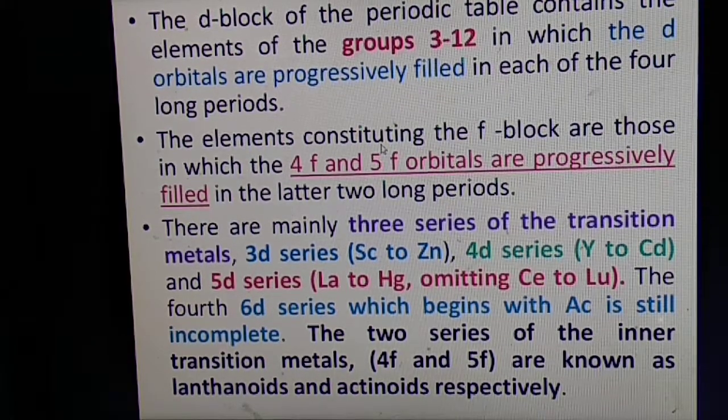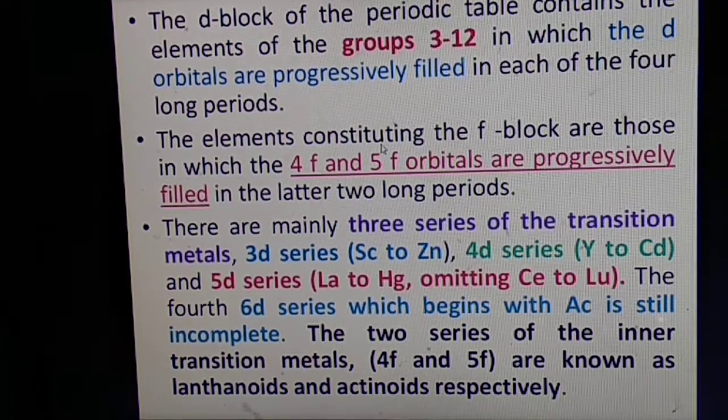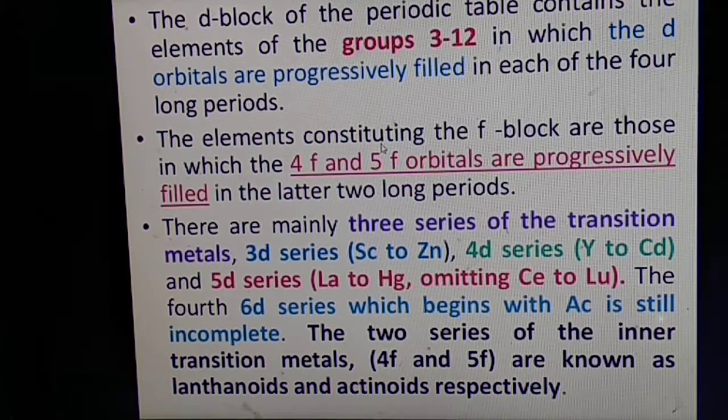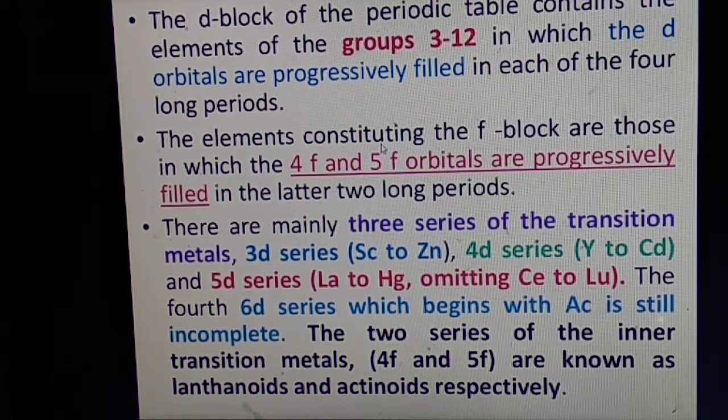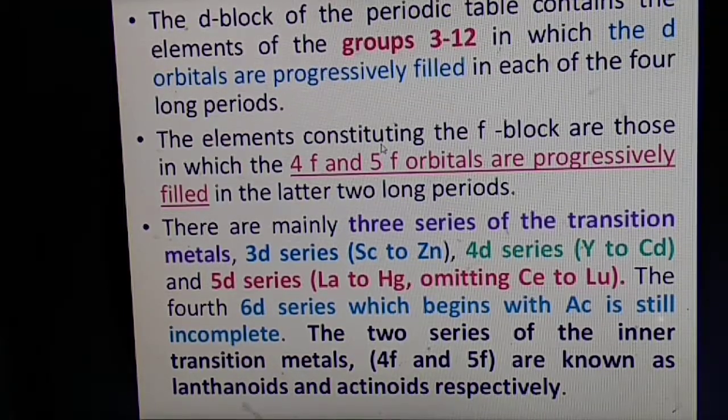My dear children, from the 4th period the D block elements started, and the first D block element is scandium, having atomic number 21, and its configuration is 3d1, the first electron goes to the 3d orbital in the case of scandium. So first we have to know that groups 3 to 12 are included in the D block. Next, the elements constituting the F block are those in which the 4f and 5f orbitals are progressively filled. So where d orbitals are progressively filled, they are D block elements; where 4f and 5f orbitals are progressively filled, they are known as the F block elements.